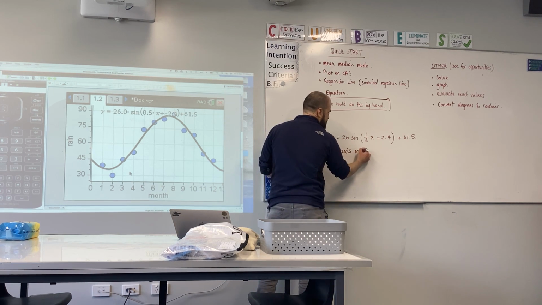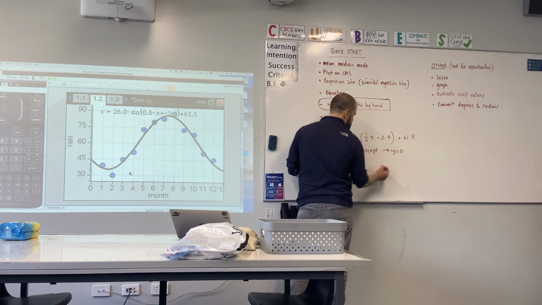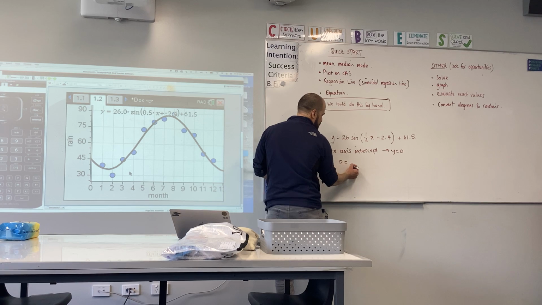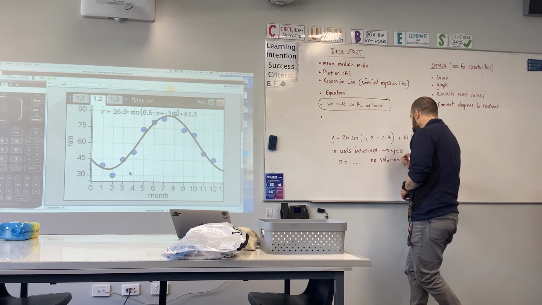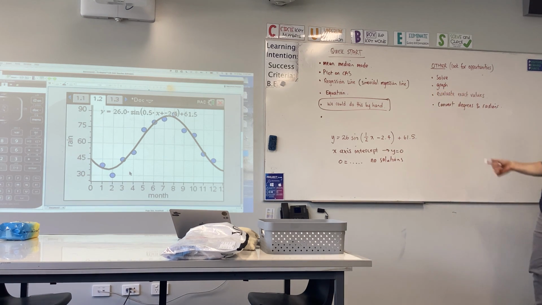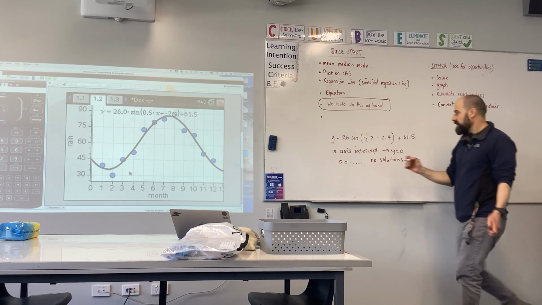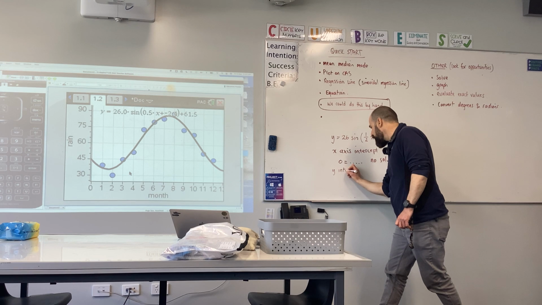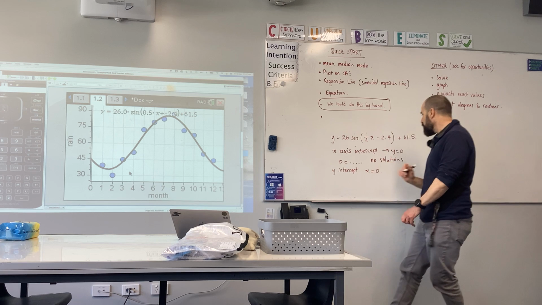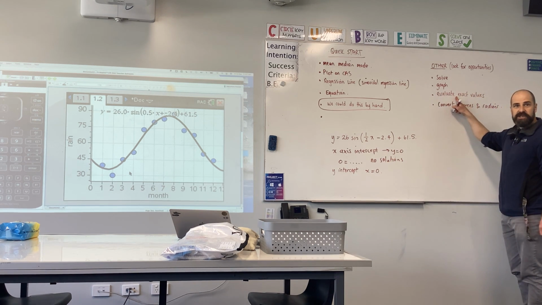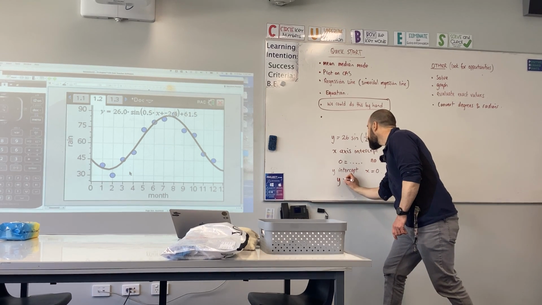So x-axis intercept when y equals 0, and then I can go 0 equals blah, blah, blah. No solutions. But if you got x-axis intercepts, you absolutely could do some solving to find them, couldn't you? The y-intercept is when x equals 0. We've got a chance to evaluate here, don't we? We can actually substitute x equals 0 into our rule.